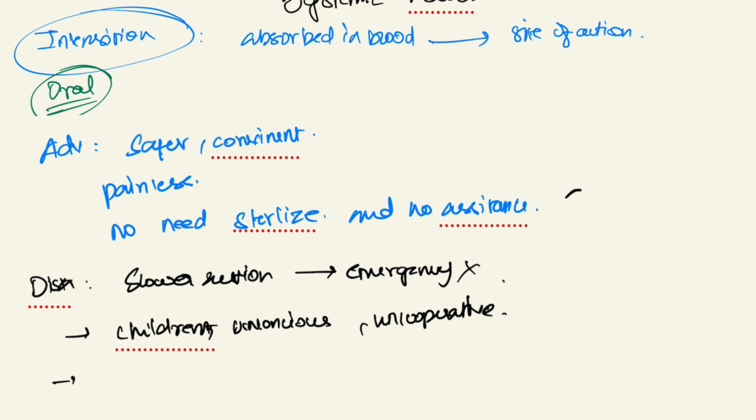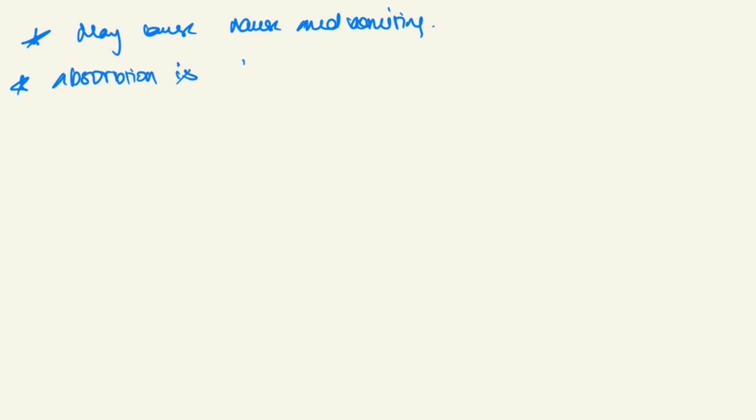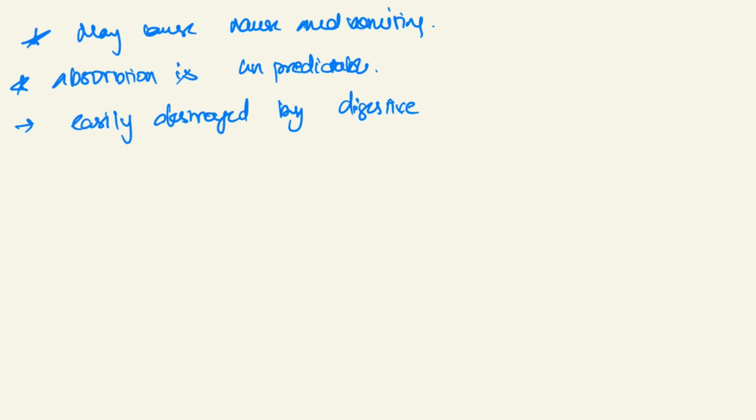Unpalatable means it has an unpleasant taste. Some of the oral drugs may cause nausea and vomiting. And for some drugs, absorption is very unpredictable and they are easily destroyed by digestive juice, because all oral drugs are taken into the stomach and are easily destroyed by the digestive juice.